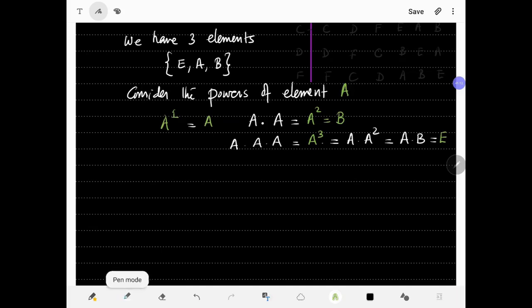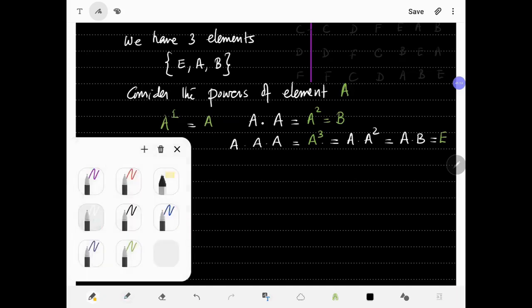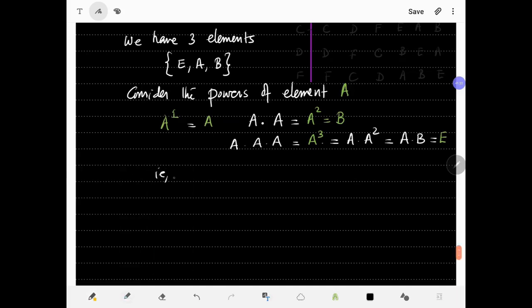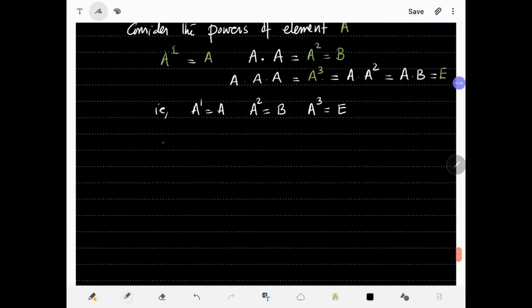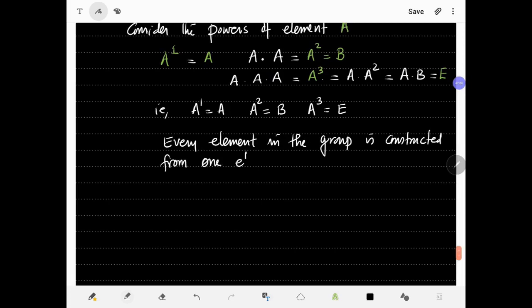Now you compare the result of powers of A, you can see that A to the power 1 is A, A to the power 2 is B, and A to the power 3 is identity element. So what I just showed here is, every element in the group is constructed from one element by taking its powers. Such groups are called cyclic groups.